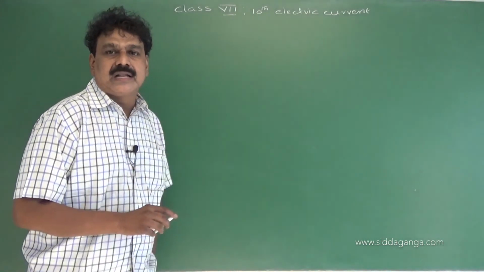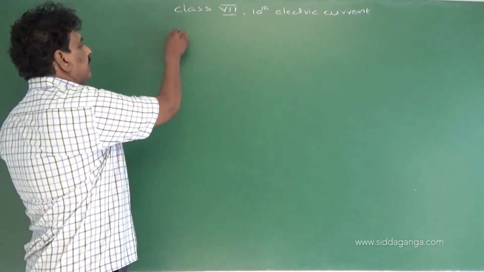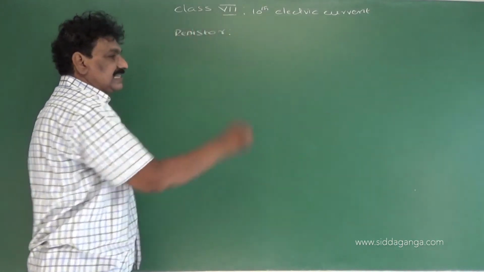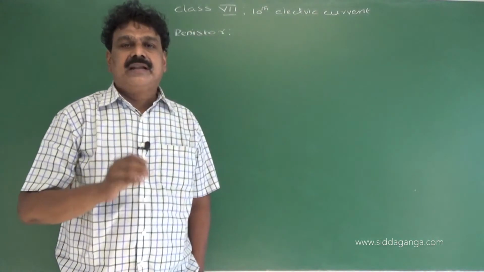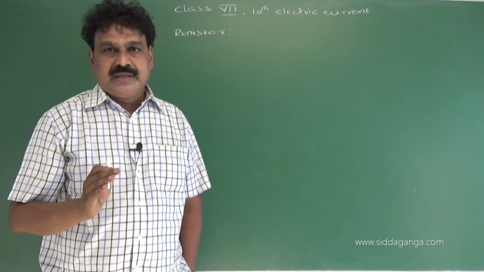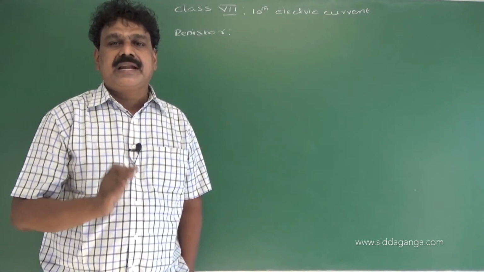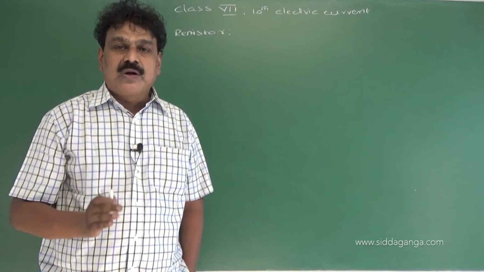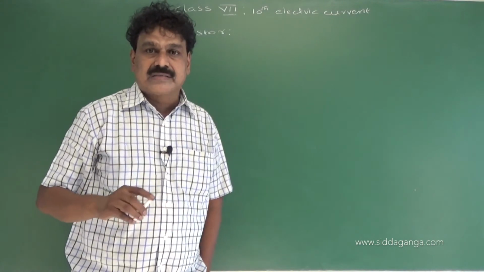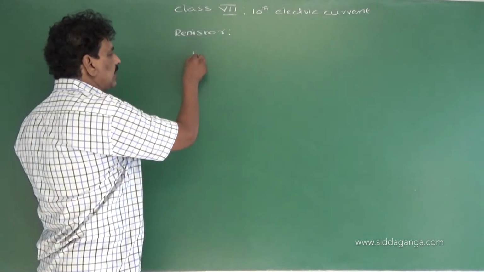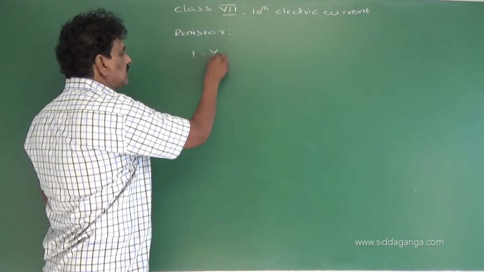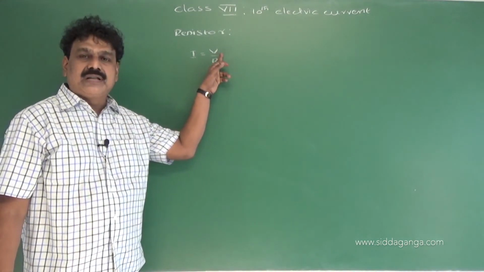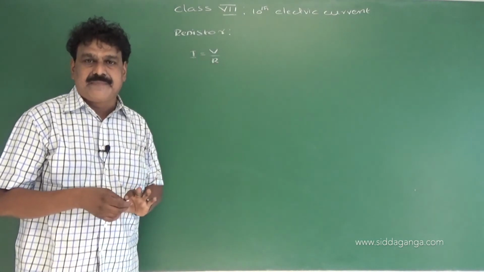Now we will take up another concept, that is resistor. A resistor is a device used to offer a designated value of resistance in a circuit so that we are able to control current in a circuit, because we know that the current in a circuit I is equal to V by R, where I is current, V is potential difference or voltage, and R is resistance, right?